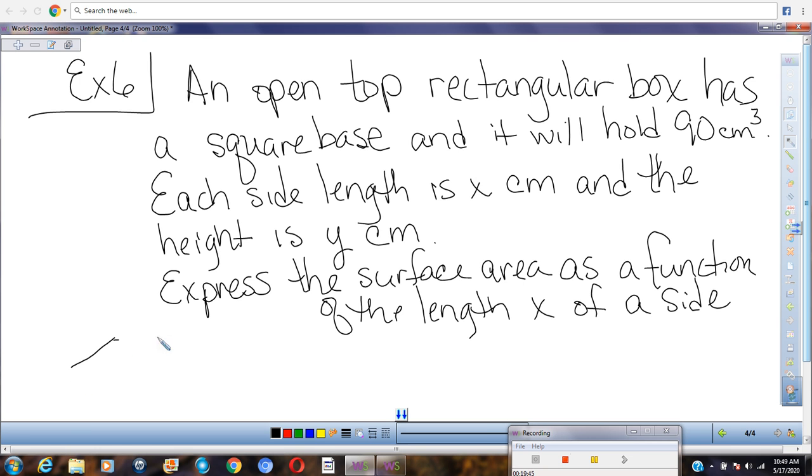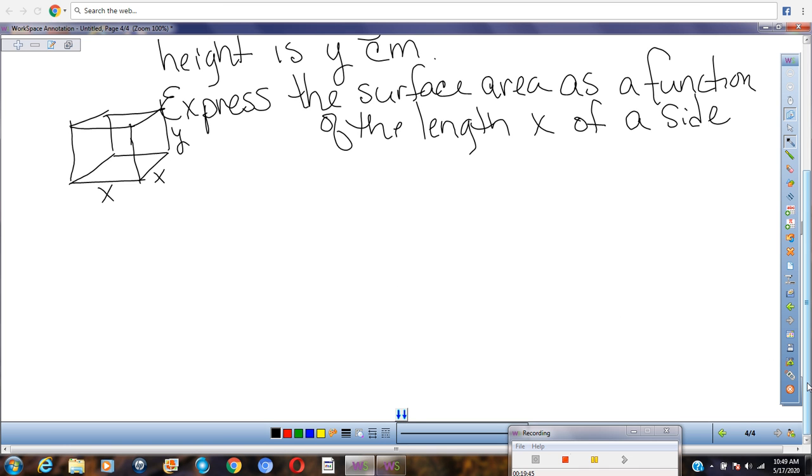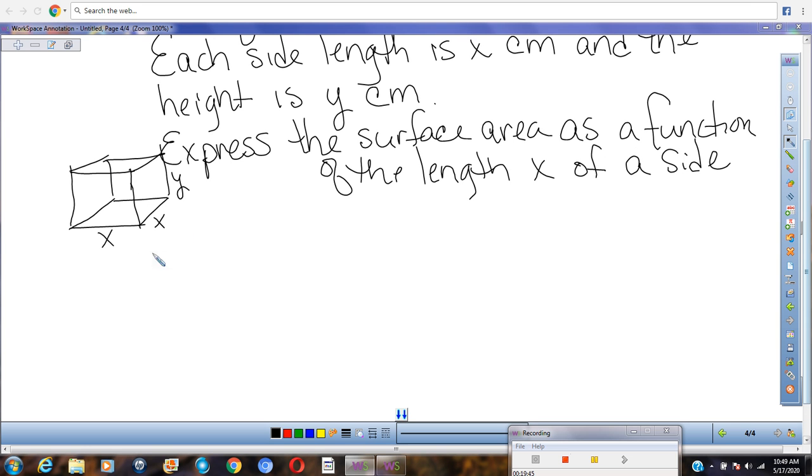First of all, it's saying we have an open top rectangular box, and that it has a square base. So if I have a square base to my box, I'm trying to sketch that here. All right, there's my box. It has an open top. It has a square base, and the side length is x, so we have x and x. And then it tells us that the height is y. It tells us that it holds 90 cubic centimeters. All right, so if we're holding 90 cubic centimeters, that's the volume. So we're going to start by saying we have 90 equals length times width times height, or x squared y.